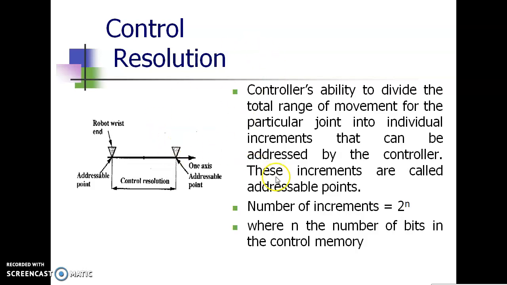Here the number of increments into which we can divide the entire range is equal to 2 power n, where n is the number of bits in the control memory. So when n increases, the number of increments increases, and the addressable points are closer, and it is going to reduce the control resolution. That means if the number of increments is more and more, then the distance between two addressable points is going to reduce.